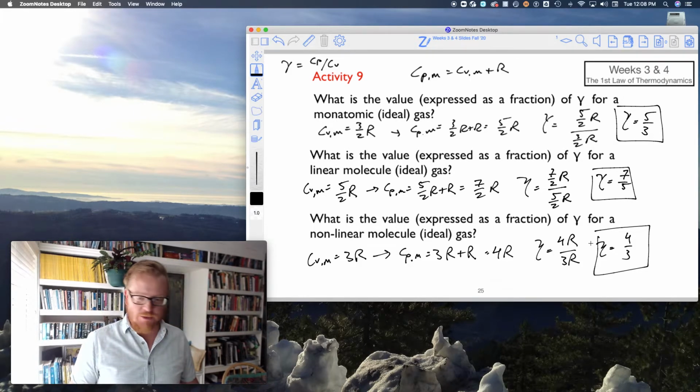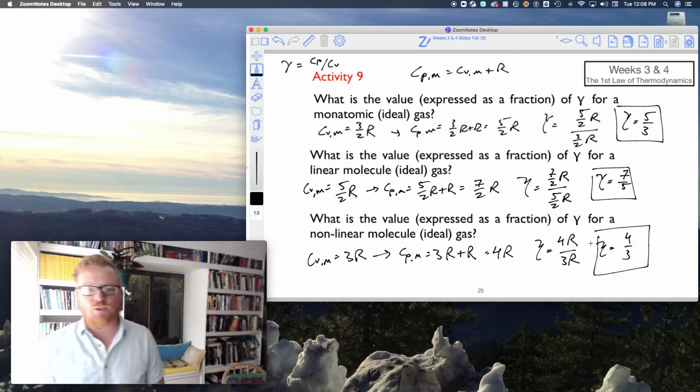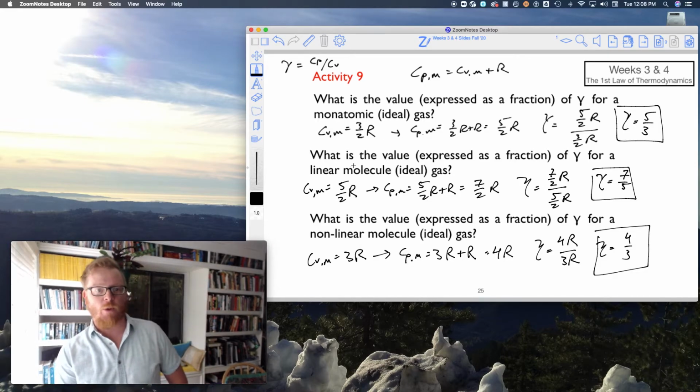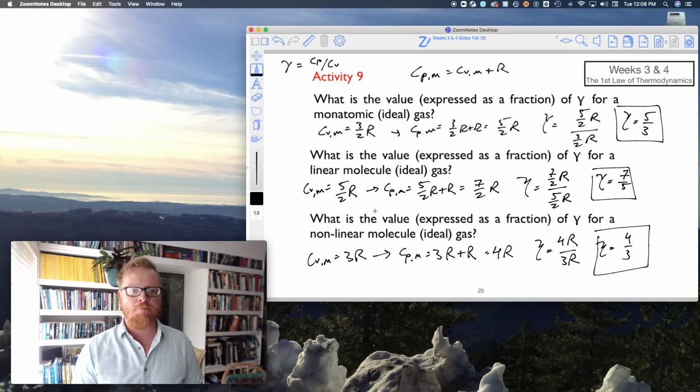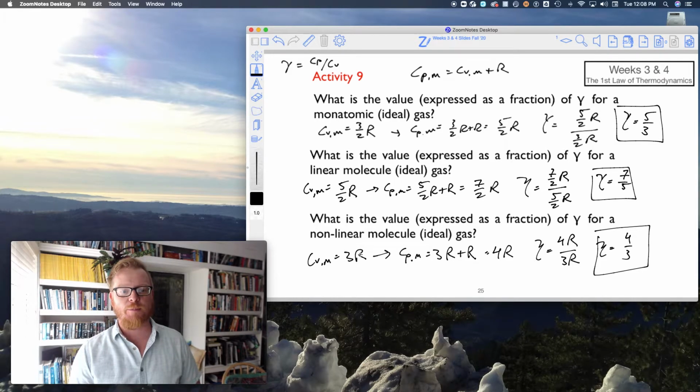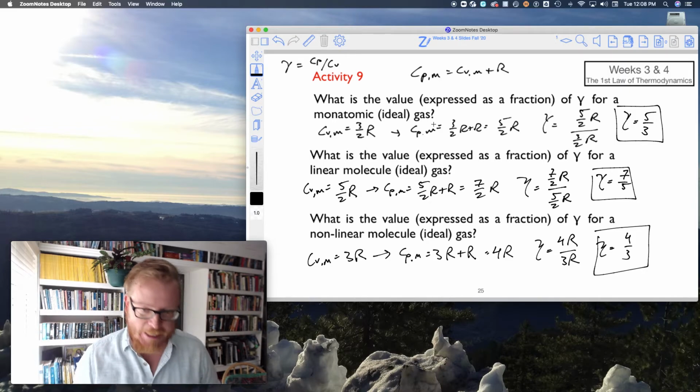Okay, folks, let's go ahead and talk about this. So hopefully this was fairly straightforward. And you remembered that CV for a monatomic gas is 3/2 R. CV for a linear molecule is 5/2 R. And CV for a nonlinear molecule is 3R. So these each have an additional whole unit of R for CP.